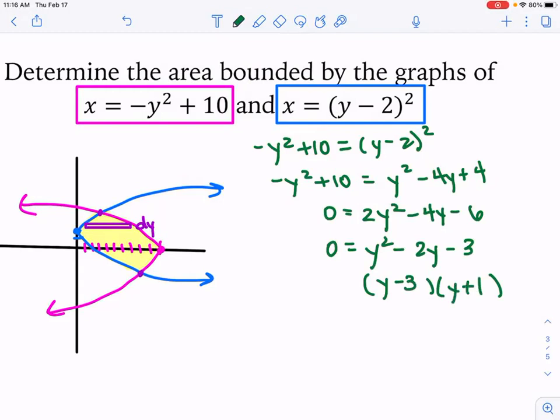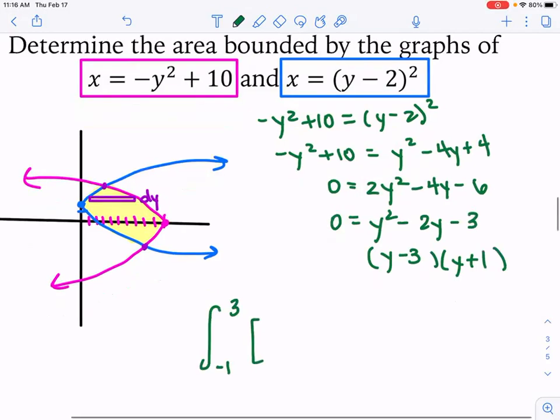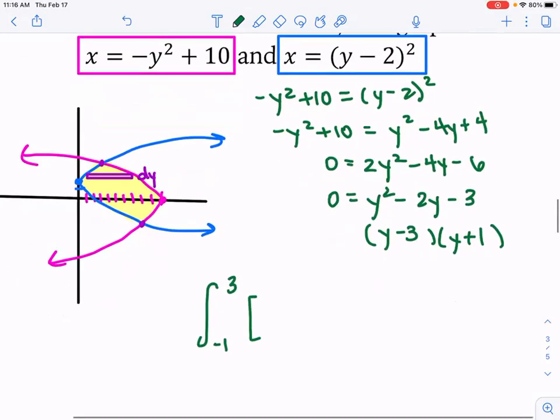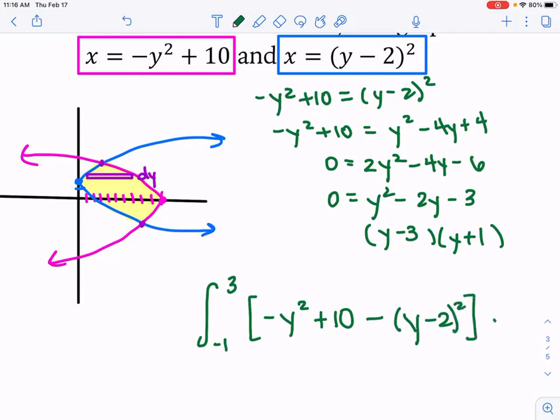All right. So our intersection points, our limits of integration, need to go from -1 to 3. Okay. Which function comes first in our integral? Yeah, negative y squared plus 10 because it's on the right, minus y minus 2, the quantity squared, because it's on the left.